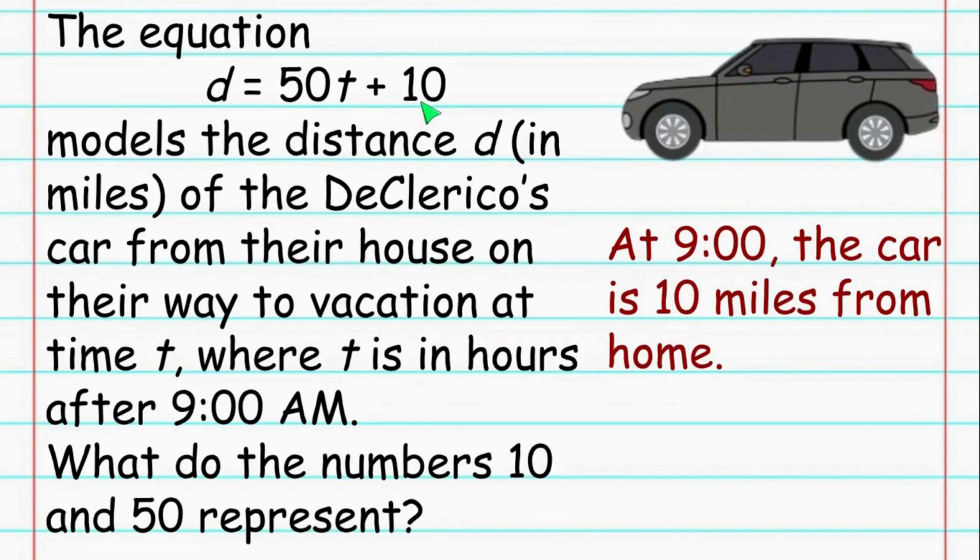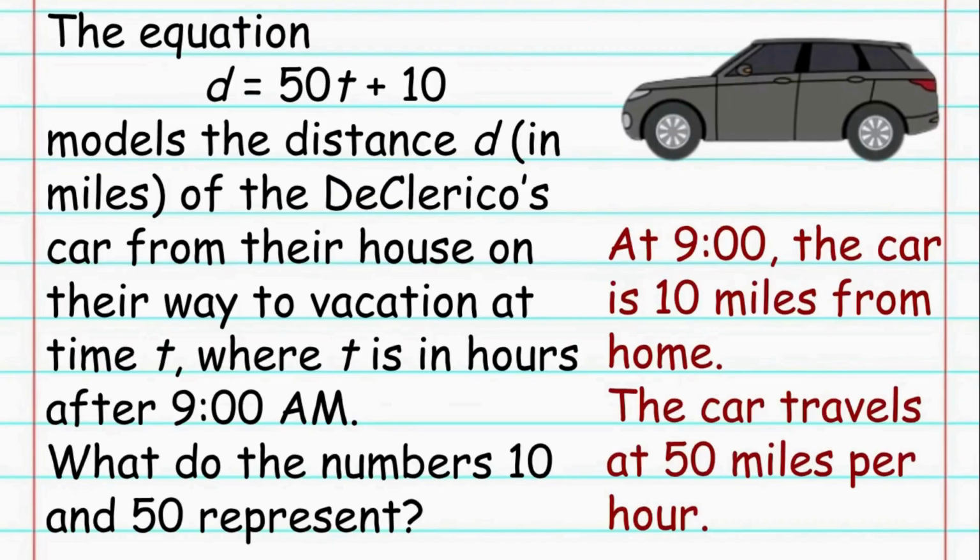Now on to that 50. The car travels at 50 miles per hour. Well, how do I know that? Well, you may remember an equation, distance equals rate times time. Now, we do start 10 miles from home, but just ignore that for a moment. Distance equals rate times time.